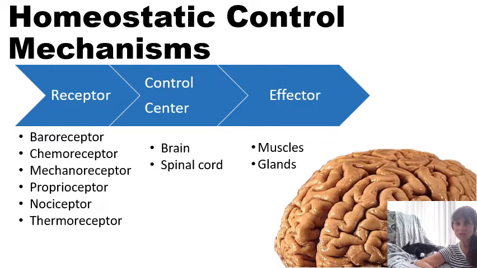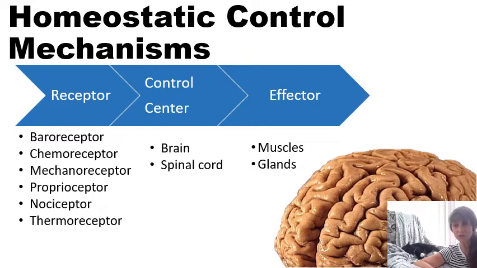When we look at homeostatic control mechanisms, we can see there are three main portions involved in these mechanisms in this order. In order for a change to be detected, it must be detected by a receptor. Receptors are designed to detect changes internally and sometimes in our external environment.